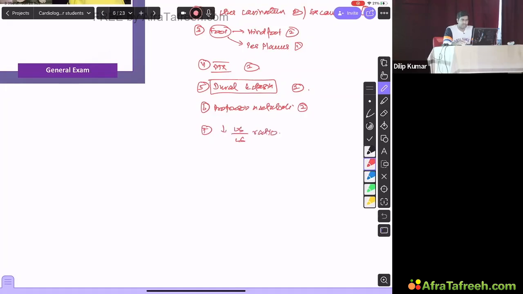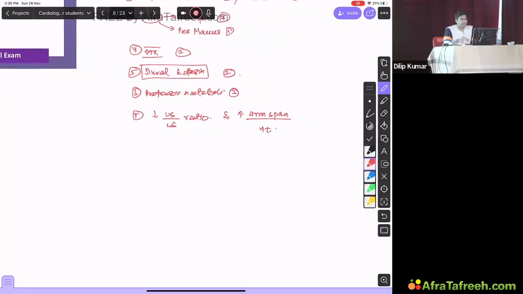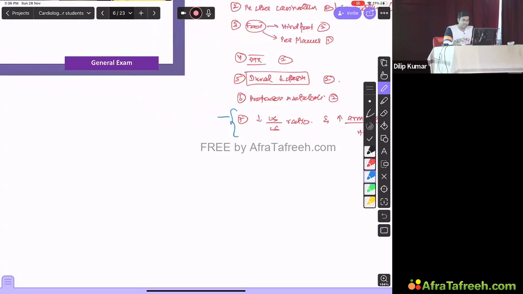Okay, reduced upper segment lower segment ratio, and simultaneous increased arm span by height ratio. Okay, this carries 1 point both together. So first of all, you need to know what is upper segment lower segment ratio.